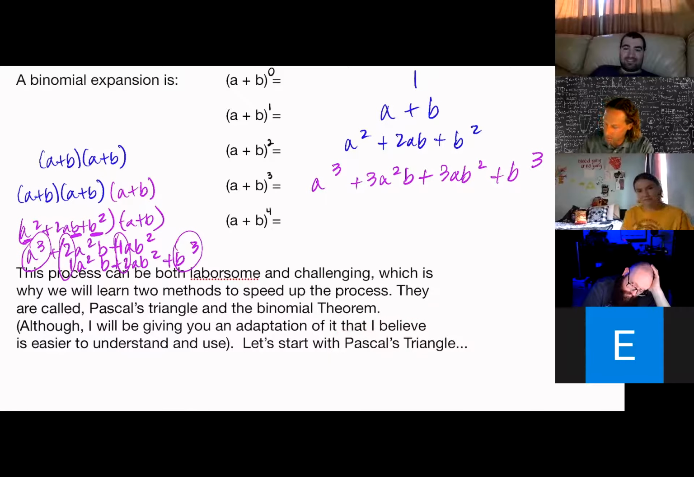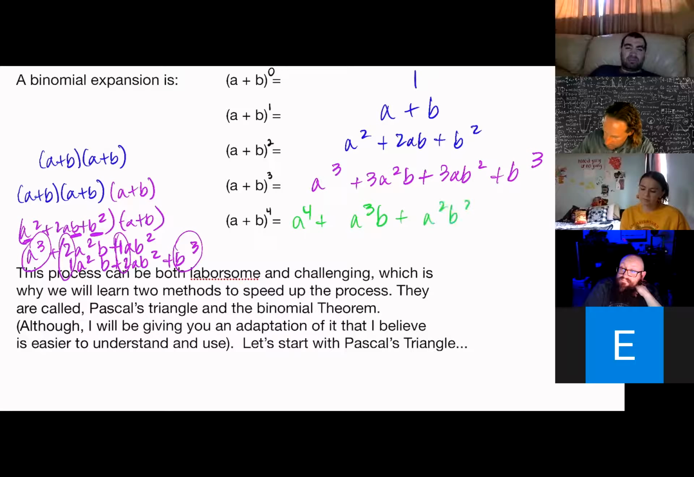And remember, patterns are all around us. And what he discovered was that this one would be a to the 4th, and then a cubed b, a squared b squared, ab cubed, and b to the fourth. But all we had to do was figure out what the coefficients were.